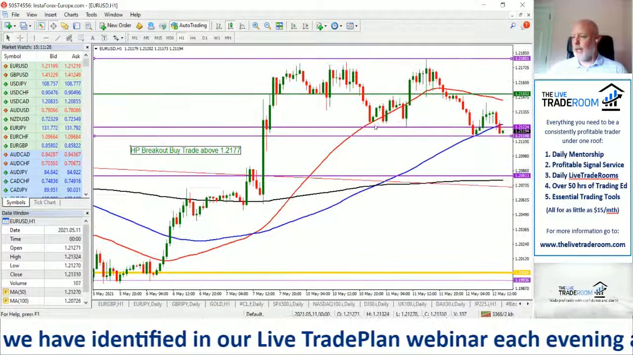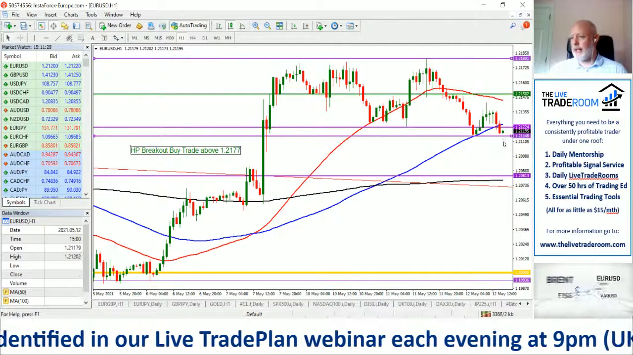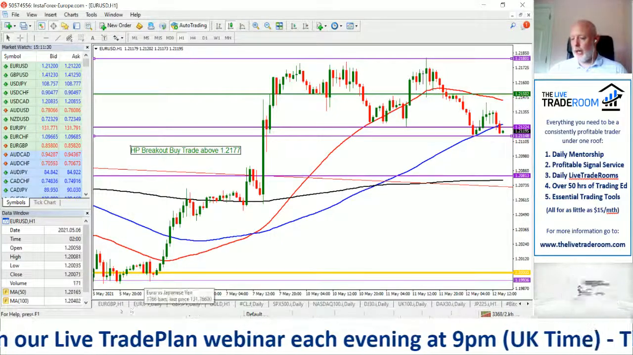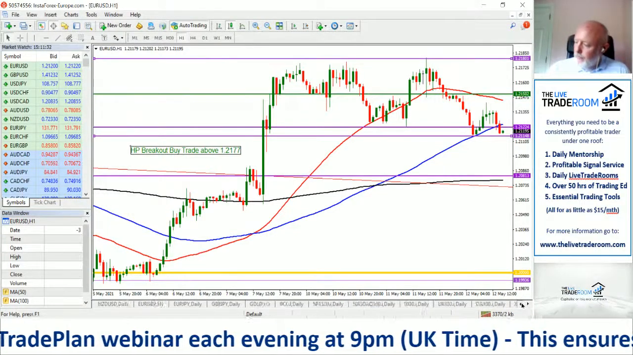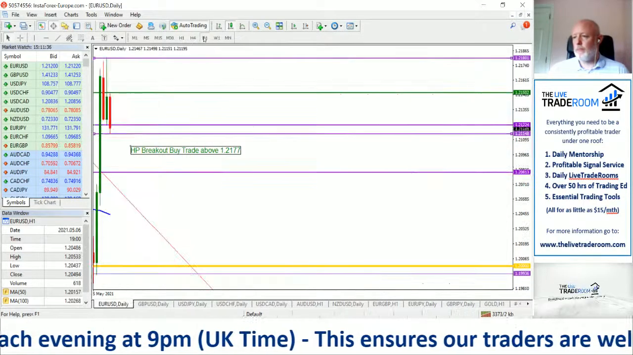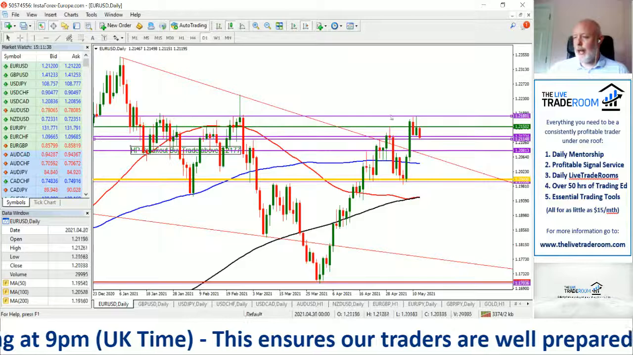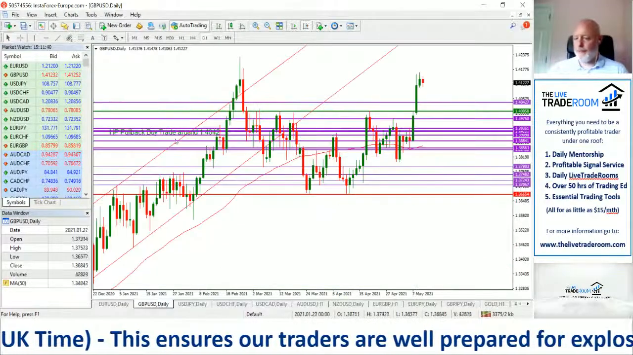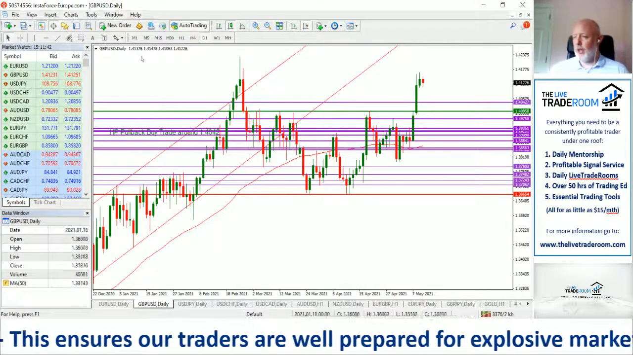So there's your potential structural failure trade to the downside on the euro dollar. Update on vaccine news from the EMA, confident that vaccines will work against the Indian variant. So there's definitely a bit of dollar strength, isn't there? Across the board.